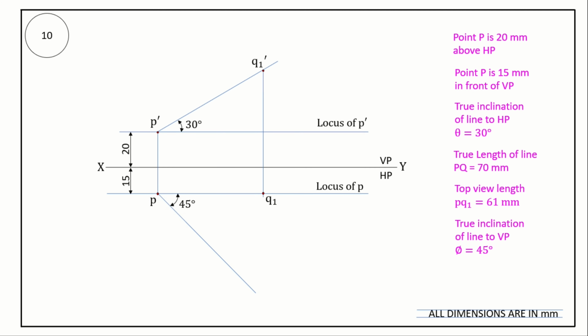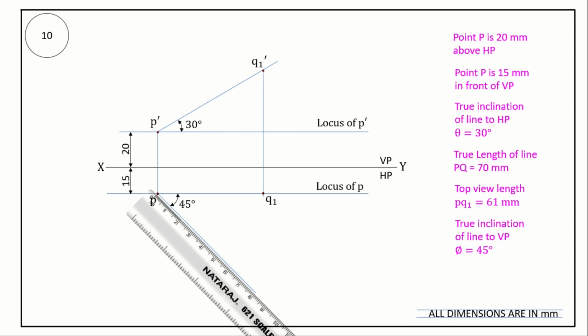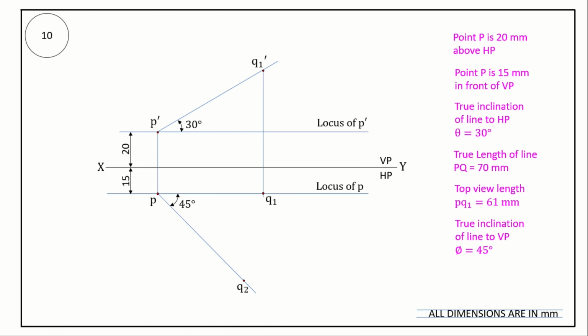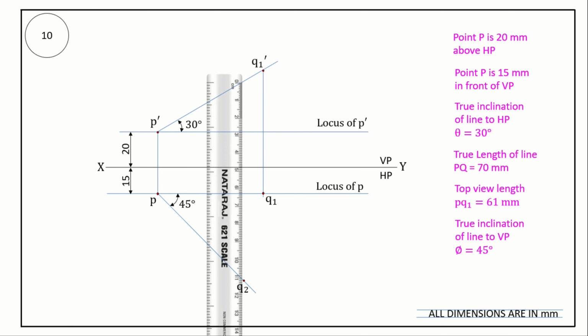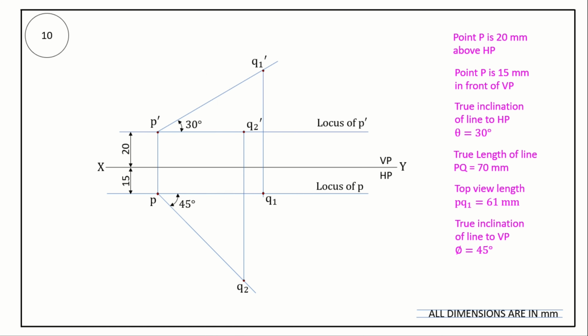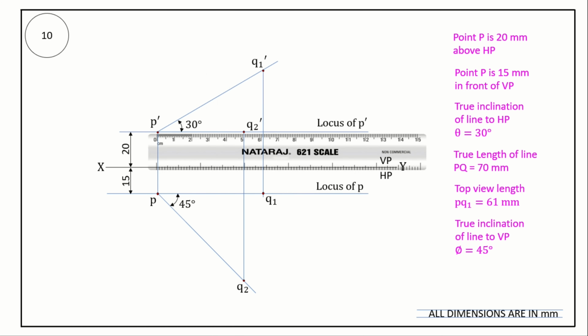Now we know the true length of line PQ equal to 70 mm. So from the point P measure length equal to 70 mm, mark the point Q2. Here the length of the line PQ2 is equal to 70 mm and this line PQ2 is inclined at an angle of 45 degrees to XY. From the point Q2 draw a perpendicular line to XY. This line cuts locus of P dash at a point Q2 dash. Measure the length of the line P dash Q2 dash. This length is front view length equal to 50 mm.